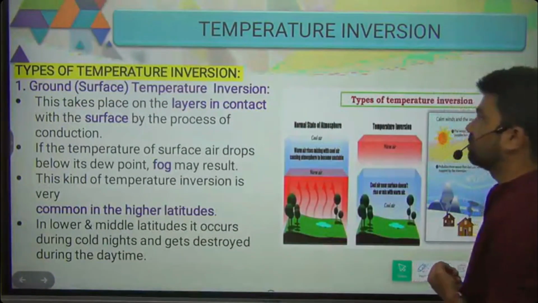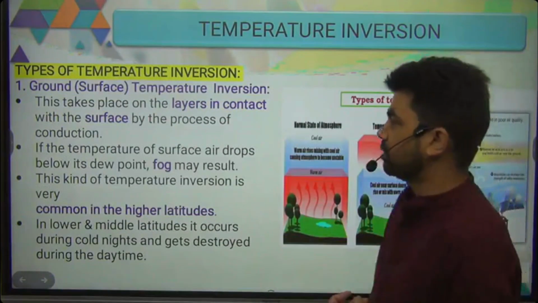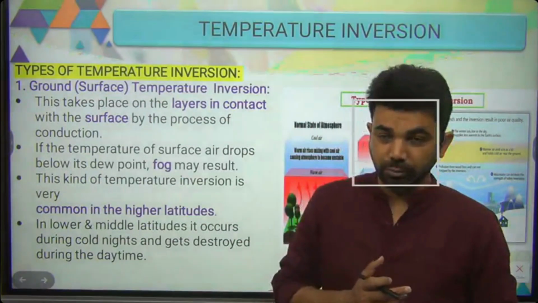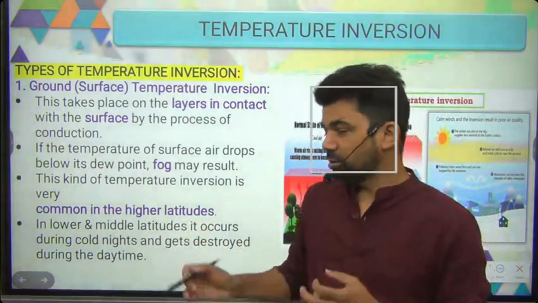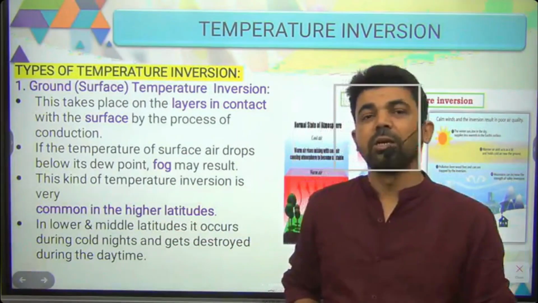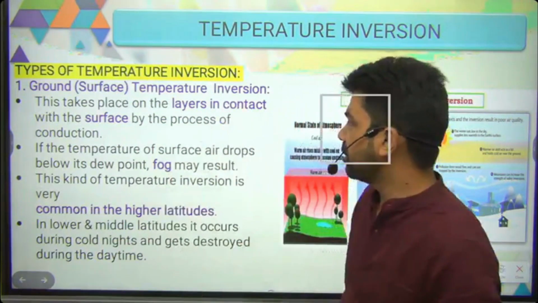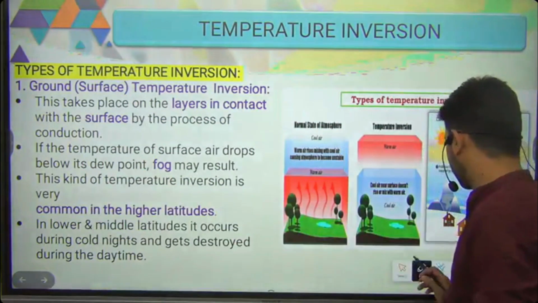Now if we talk of the kinds of temperature inversions, basically there are three kinds of temperature inversions. Okay, we will see how one kind of temperature inversion is different from the other kinds. Starting with the first, the ground surface temperature inversion.